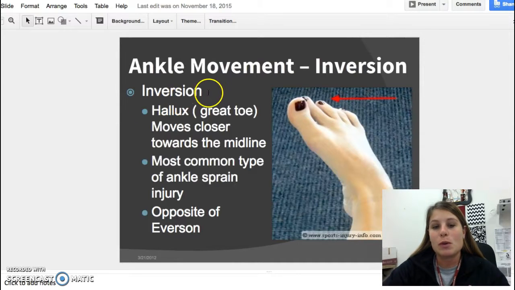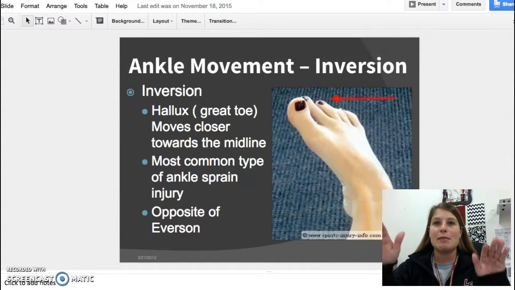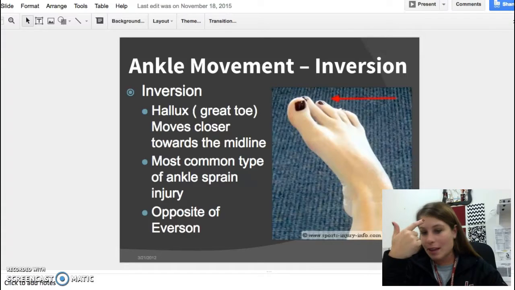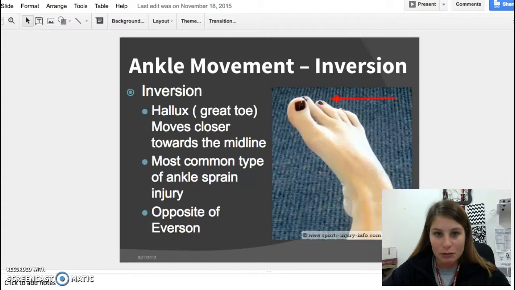The first one is what we call inversion. A term that you guys will need to understand is hallux. Hallux is talking about your big toe. Anytime that big toe is moved toward the midline, that's inversion. This is very important, especially when we start talking about our ankle sprains.